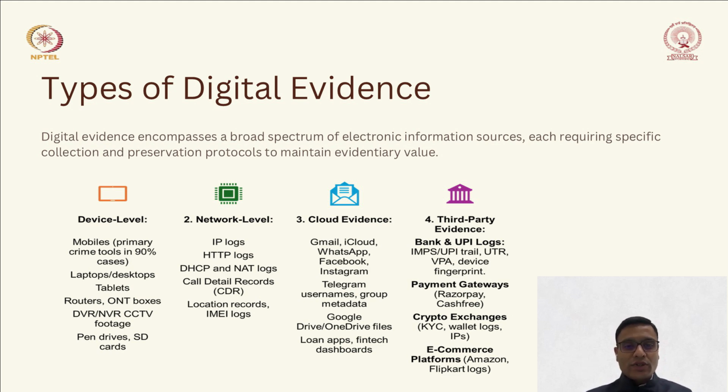Then there is cloud storage and cloud evidence, wherein most of the application data nowadays is seen on clouds, like all our emails, all your chat apps, etc., online storage media, online social media accounts, etc. Everything is now online. So these are all cloud evidence. And the third party evidence is the evidence which we try to obtain from third party agencies like banks, UPIs, payment gateways, then crypto exchanges, wherever a third party is involved.